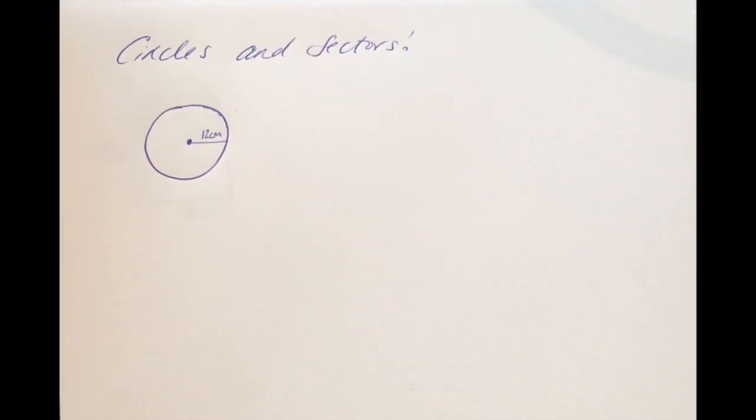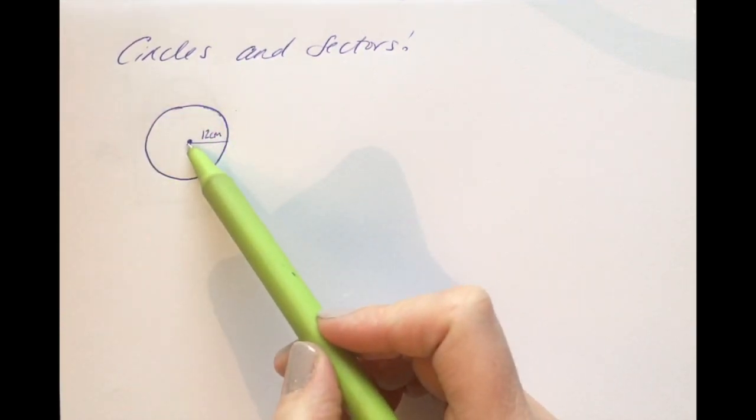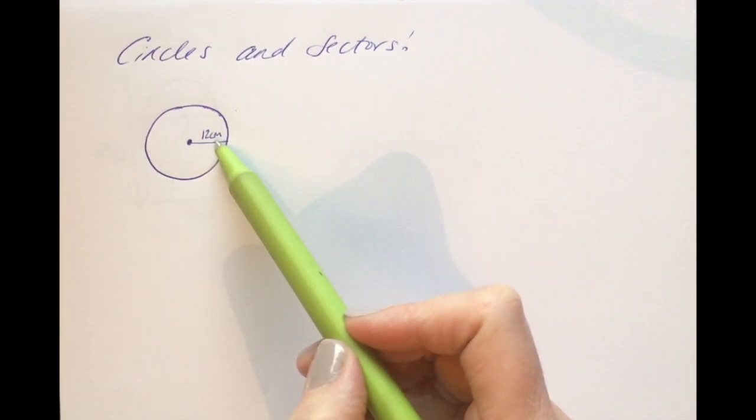Hi, so in this video we're going to take a look at circles and sectors. Okay, so we have a circle here, as you can see, and the radius, which is the length that always goes from the center to the outside, is 12 centimeters.